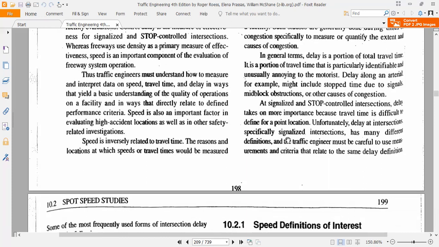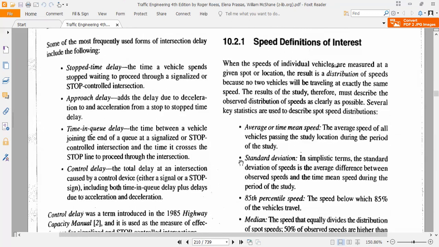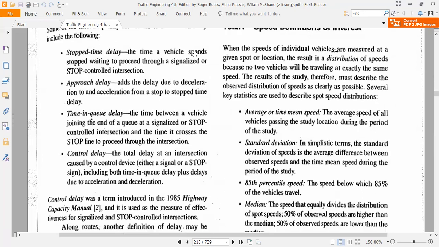Unfortunately, delay at an intersection, specifically a signalized intersection, has many different definitions, and the traffic engineer must be careful to use measurements and criteria that relate to the same definition. So now we are coming towards the definitions of delay applicable at a signalized intersection. The first is stop time delay. It is the time a vehicle spends stopped. The vehicle is stopped and waiting for the green signal so that he can start movement.